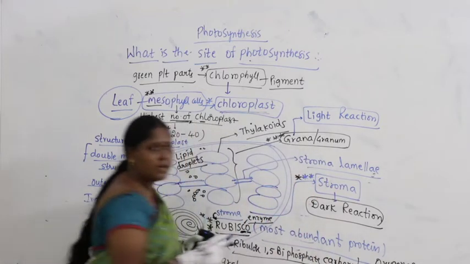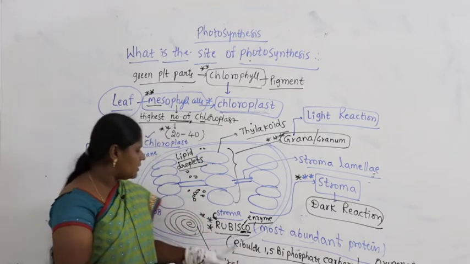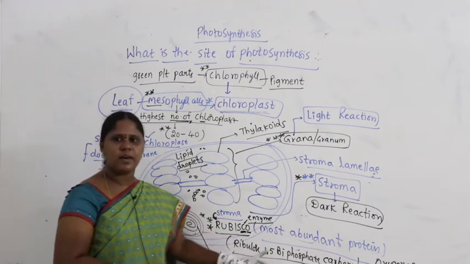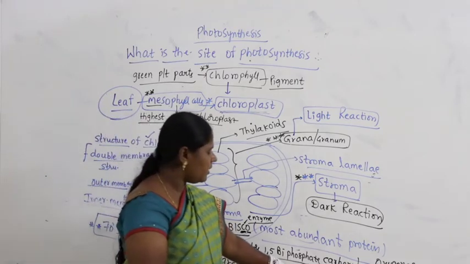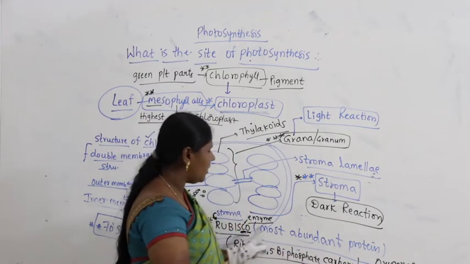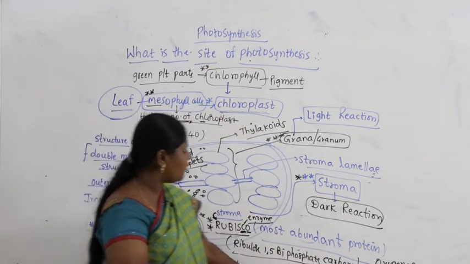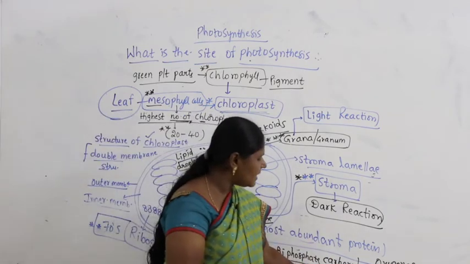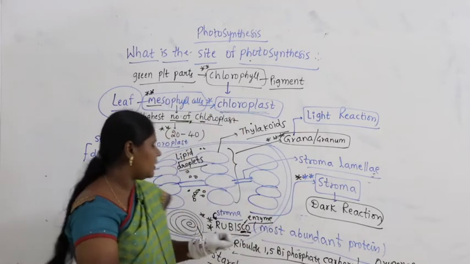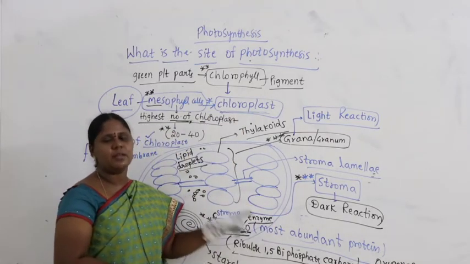Guys, I hope it is very clear, even as I write it down. What is that rubisco? Ribulose 1,5-bisphosphate, C for carboxylase, O is nothing but oxygenase. So, we call it ribulose 1,5-bisphosphate carboxylase oxygenase. It is the most abundant protein found in the entire biosphere, that is rubisco.